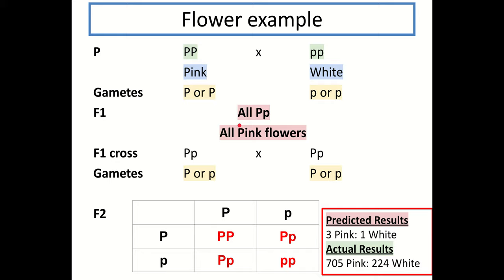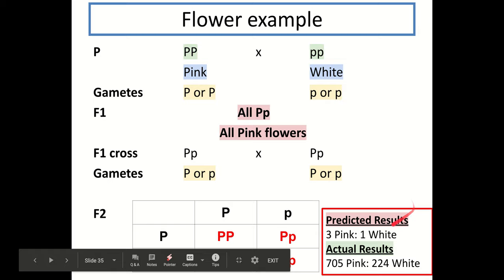Out of every four, three would be pink and one would be white. So that is our predicted result if we went through this as normal: three pink to one white. However, in real life, this is the result from a textbook. The actual results were 705 offspring pink to 224 white.